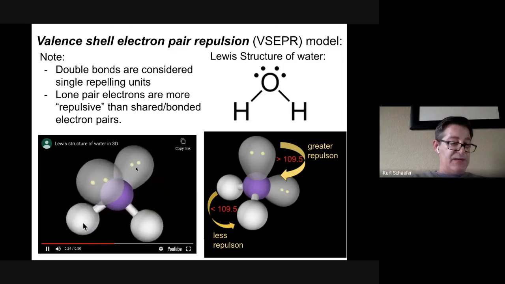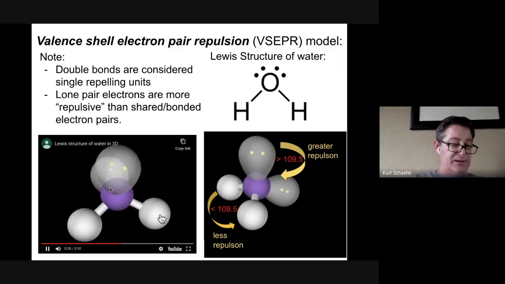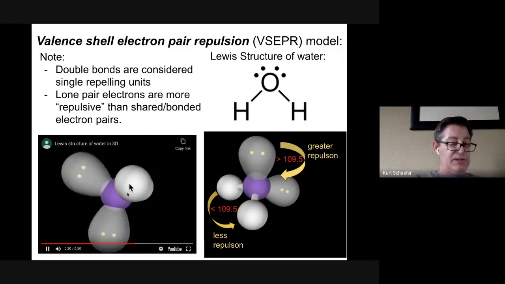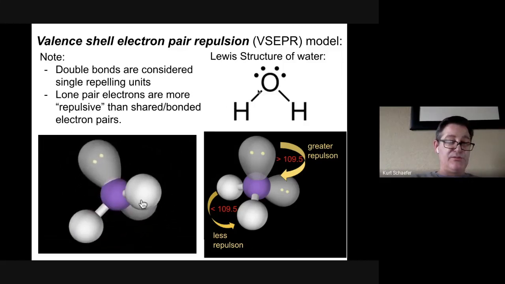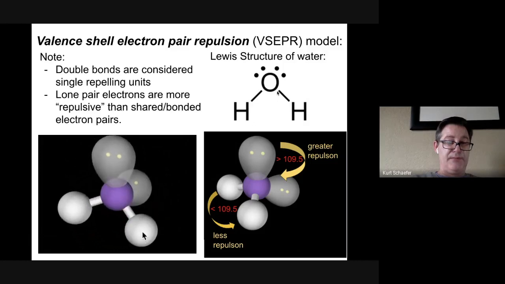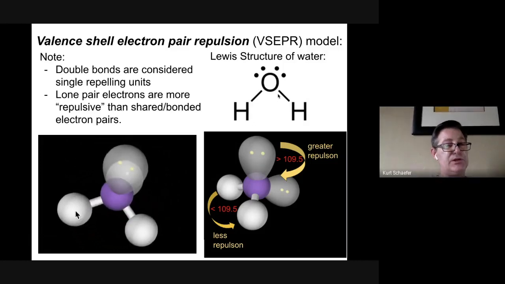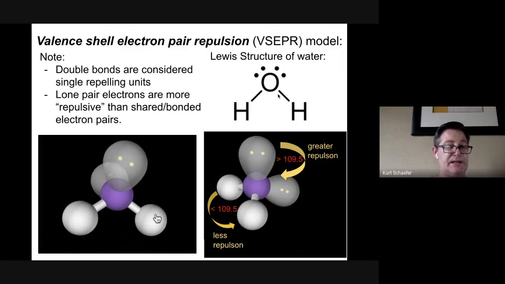If non-bonded electrons didn't matter, water would simply adopt a linear shape if only the bonded electrons going to and from the hydrogens mattered. So what we're going to learn moving forward is that it's very important to consider the non-bonded and the bonded pairs around a central atom.